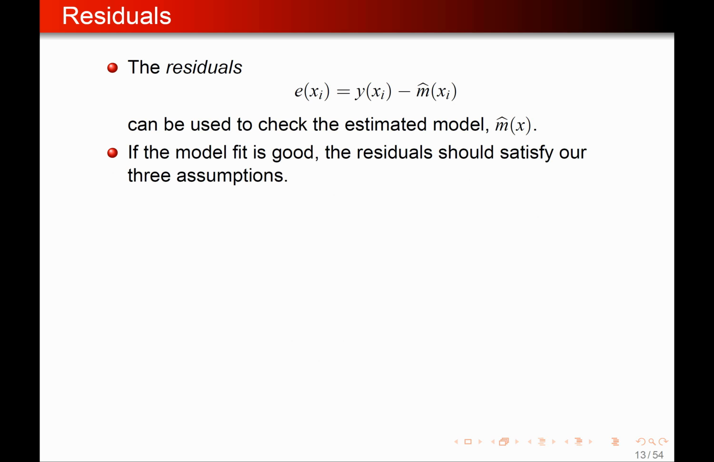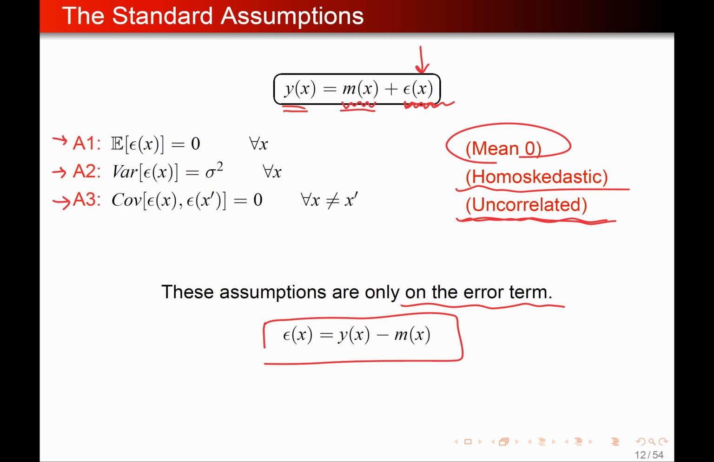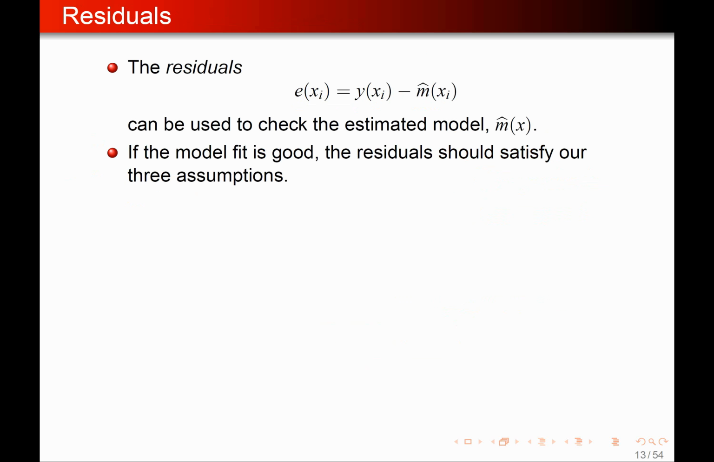So residuals. Previously, this one is the underlying model. This is a population model. And this is m hat. If we add a hat, this is called the estimated model. So if we use the data minus the estimated model, we get this term.